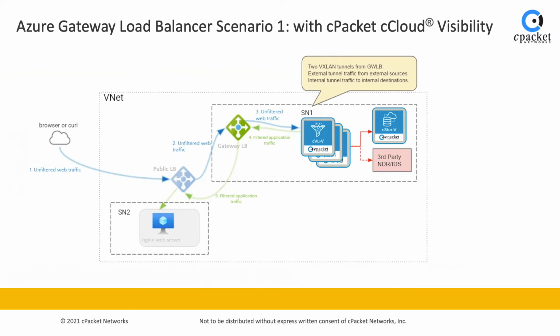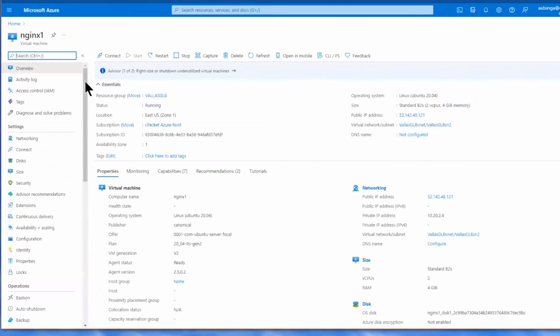We have our cStor-V packet storage and analytics appliance. This is doing real-time protocol analysis, as well as storing the packets and making those available for access at a later date, either by the operator for troubleshooting purposes or for other tools for forensic analysis. And then finally, just a quick overview. This is our Nginx virtual machine running that's sitting behind the load balancer.